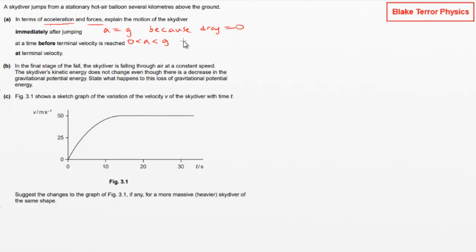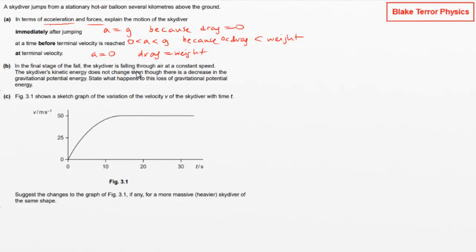We need to have that because the drag is less than the weight, but it's greater than 0, less than the weight of the skydiver. And then at terminal velocity, acceleration equals 0 because drag equals weight. So you've got 2 points you can make on each one. What's going on with the acceleration and how has that come about due to the forces?